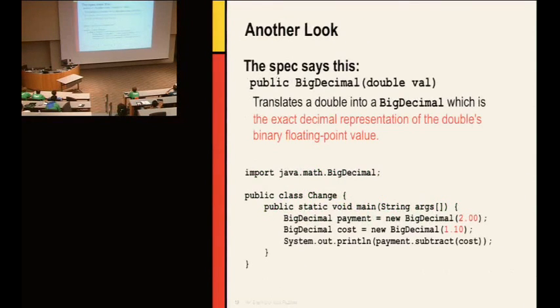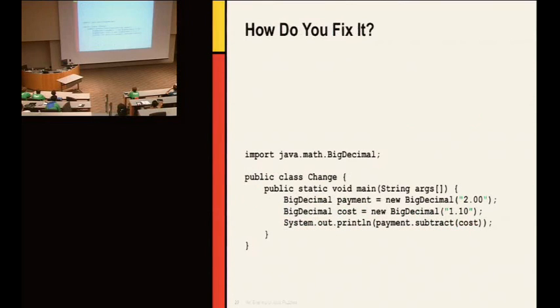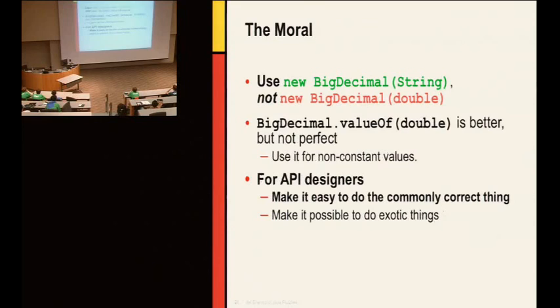So how do we fix it? We use the right constructor. Use those quotes. And what can we learn from this one? Don't use the nasty BigDecimal of double constructor. Instead, use BigDecimal of String. You can't always do that, though.